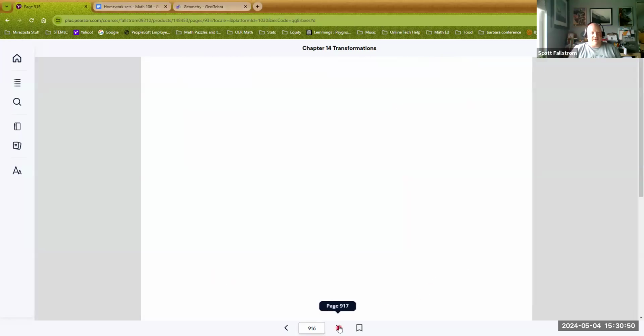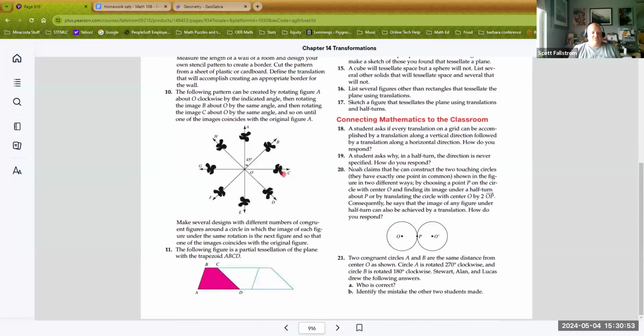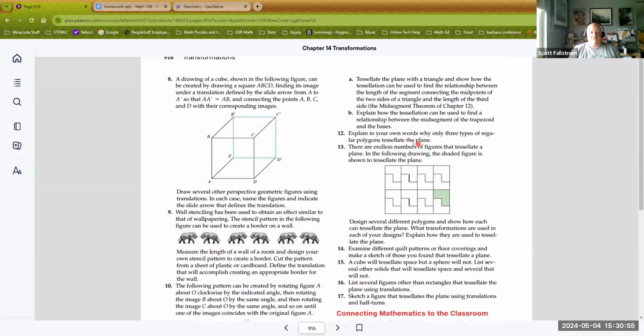Nudge, nudge, wink, wink. Next up was question number 12, which is right up here. Explain in your own words why only 3 types of regular polygons tessellate the plane. This is something we will be going through in class to demonstrate why that must be the case. But yeah, hint, hint, probably a good test question.